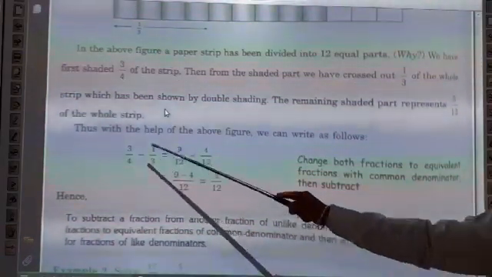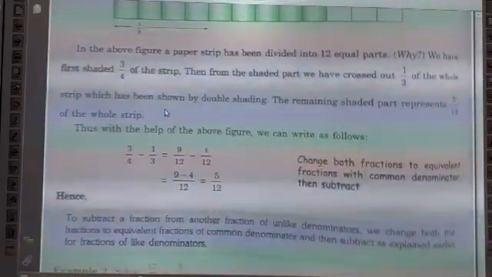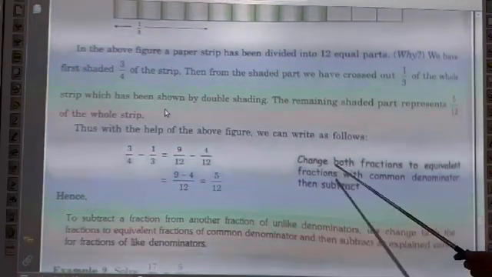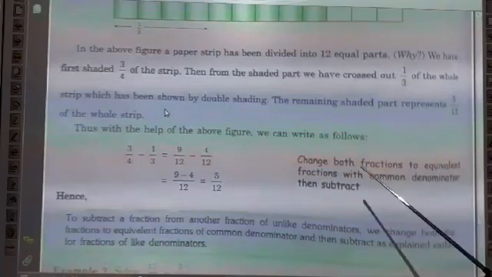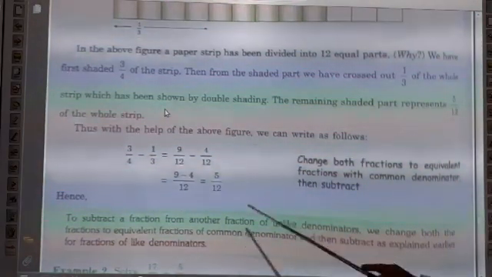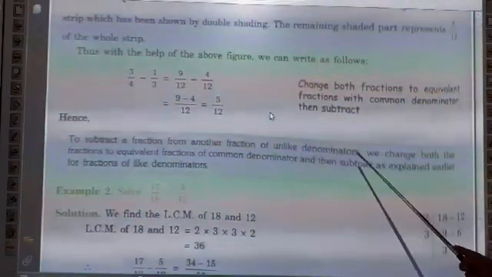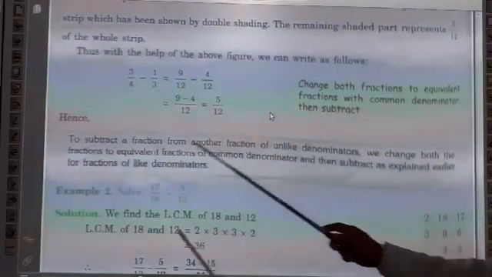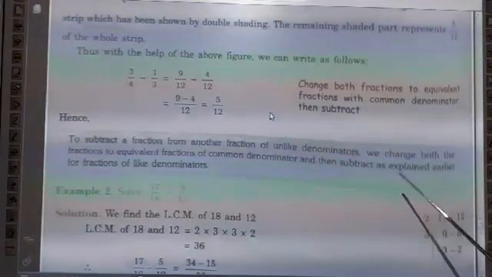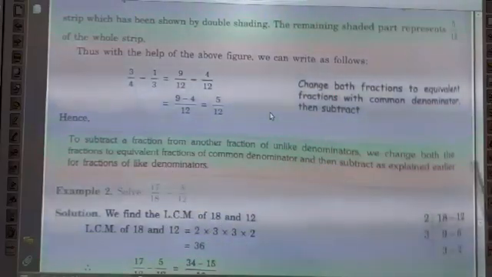4 3s are 12, 3 3s are 9, upon 12, minus 3 4s are 12, 4 1s are 4, 4 upon 12. 9 minus 4 is equal to 5 upon 12. Okay. Change both fractions to equivalent fractions with a common denominator, then subtract. Okay, student. Hence, to subtract a fraction from another fraction of unlike denominators, we change both the fractions to equivalent fractions of common denominator and then subtract, as explained earlier for fractions of like denominators.